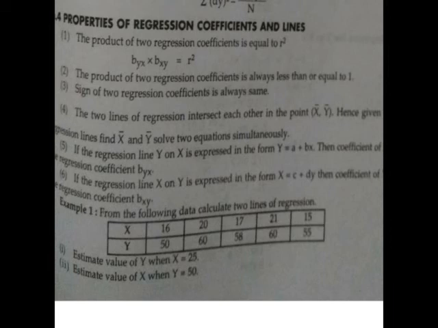Again, I will tell you how to go about solving this problem. You will get the data like this: values of x and y will be given. Estimate the value of y when x is equal to 25, the value of x when y is equal to 50. Such values will be given. So what is the formula? Summation of d x d y. You have to find the value of d x and the value of d y. So what is d x? x minus a. What is d y? y minus b. Right. Now what are a and b?